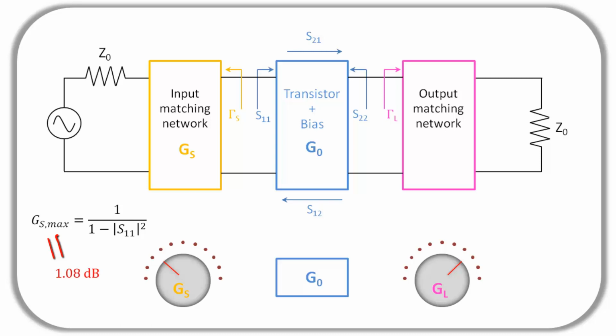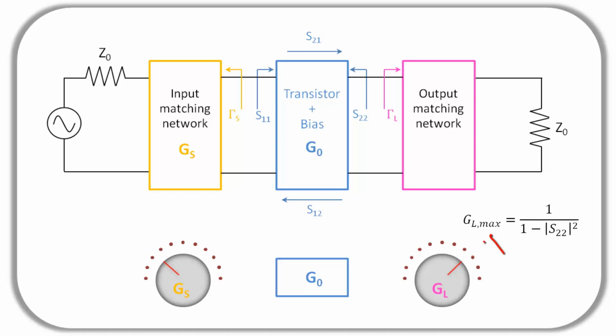So the formula is shown here, and it's basically telling us that the bigger the S11, the more we can gain by matching the input of the device. Similarly, we can look at the output reflection coefficient, and we have a very similar expression which tells us how much we could gain by matching the output. So what we have effectively is two little dials at the input and the output, and we can tune these dials by changing the input and output matching networks to achieve the required gain.